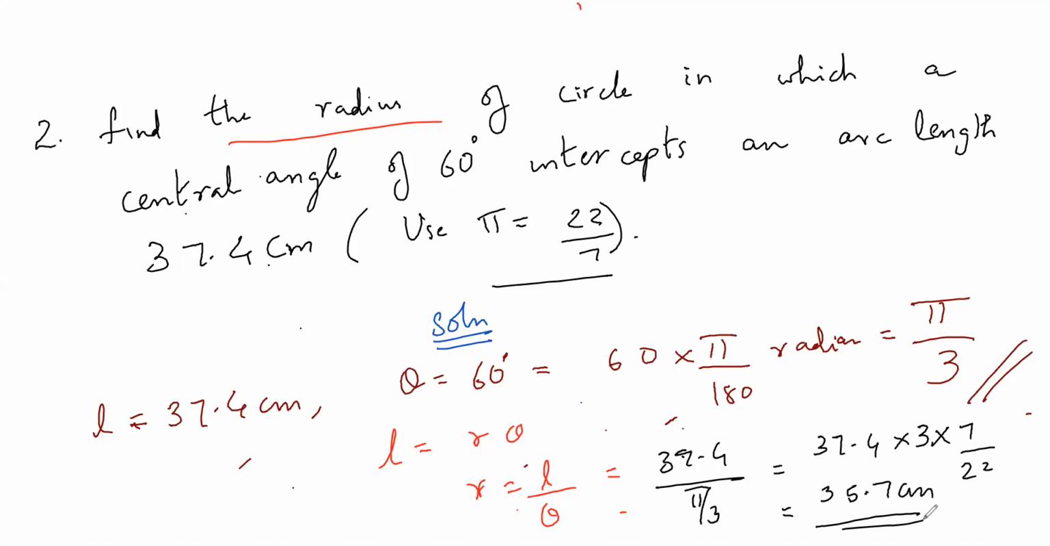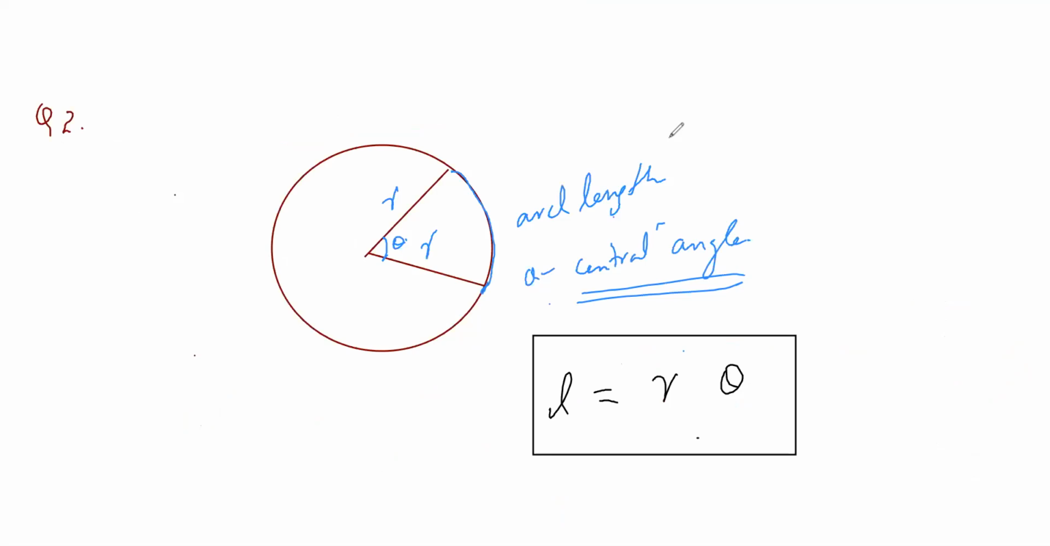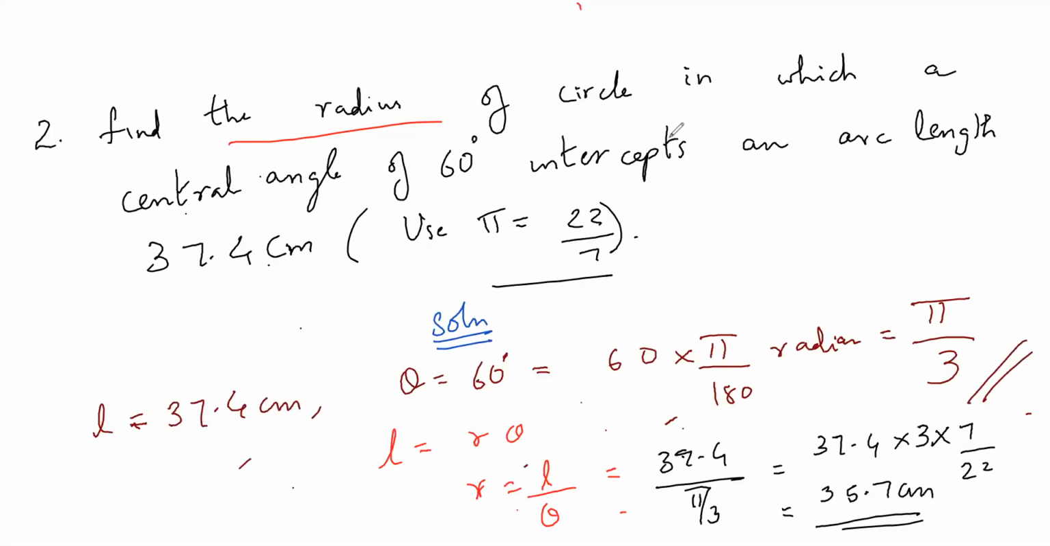Is this easy or difficult? According to the question only, we are doing it. Very easy questions. Sometimes they can give the minute, sometimes they can give the second, but we have to be very thorough with the usage of this. Always try to visualize this diagram. Using the formula L is equal to r theta, if you know that formula, it's very easy for us.